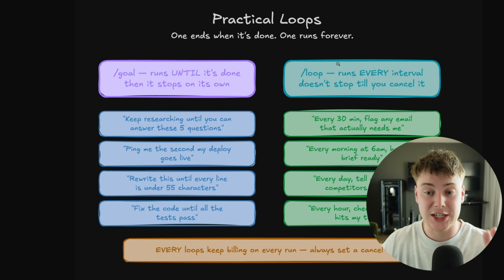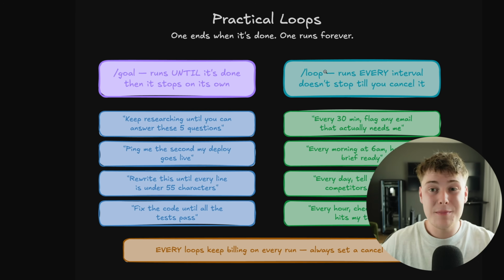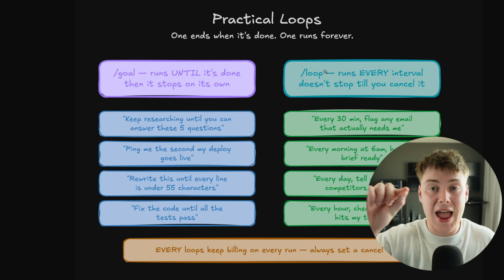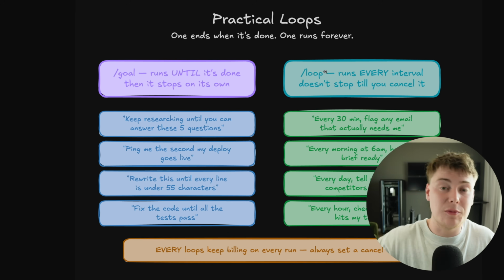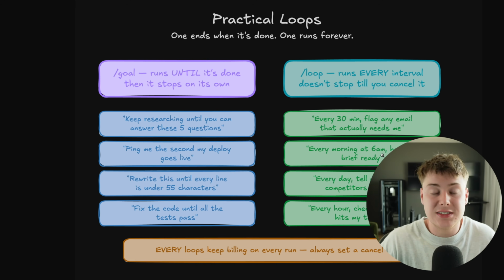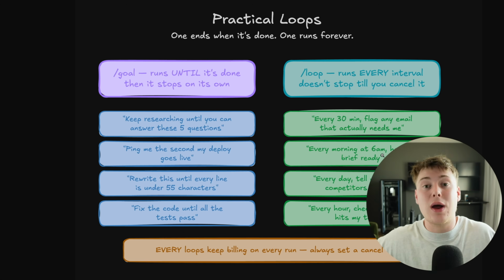Loops, so if you use /loop, it can complete a goal, but then it can loop back around and it can keep going on an interval basis. For example, if you're researching markets every morning at 6 a.m., it can send you a market brief and it can research throughout the day.